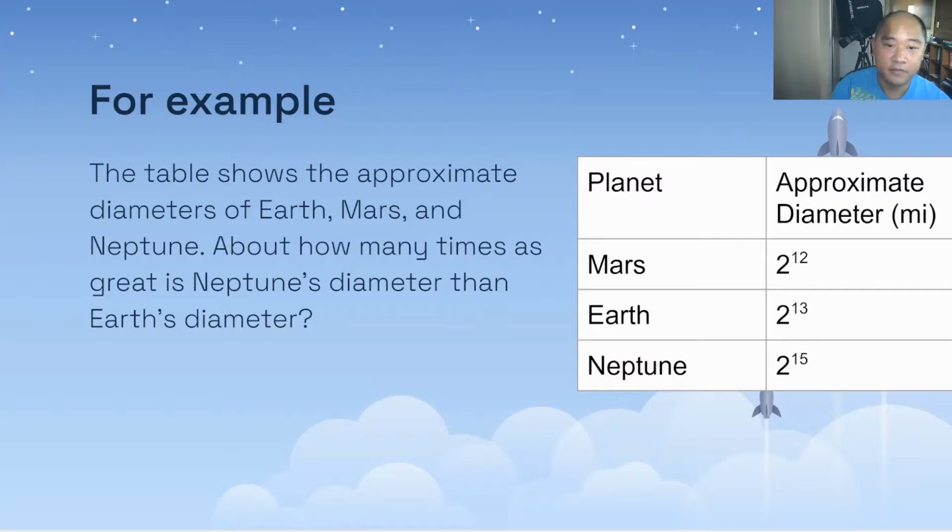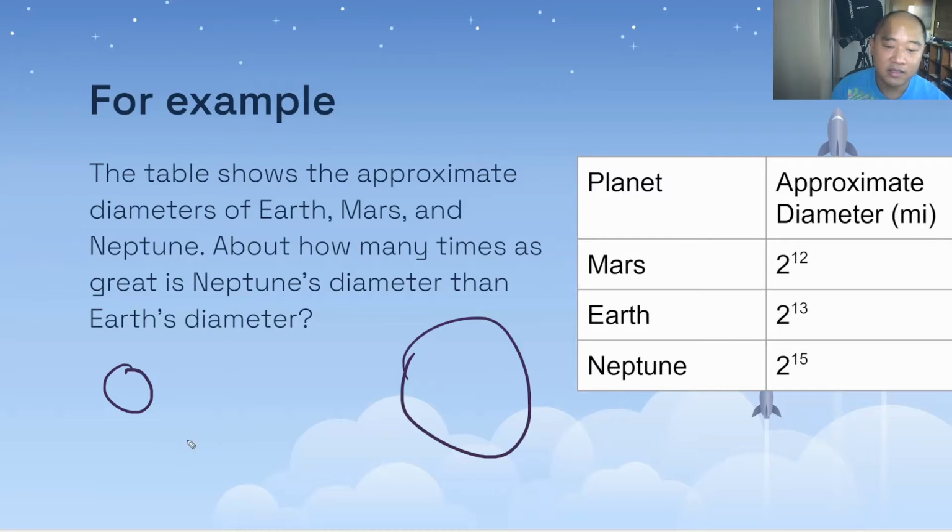Okay. Here is a word problem example. The table shows the approximate diameter of Earth, Mars, and Neptune. About how many times as great is Neptune? So what is this asking? About how many times as great is Neptune's diameter than Earth's diameter? So what it's saying is that Earth is some size, right? So let's say this is Earth, and then this is Neptune. So how many times as great is Neptune's diameter than Earth?